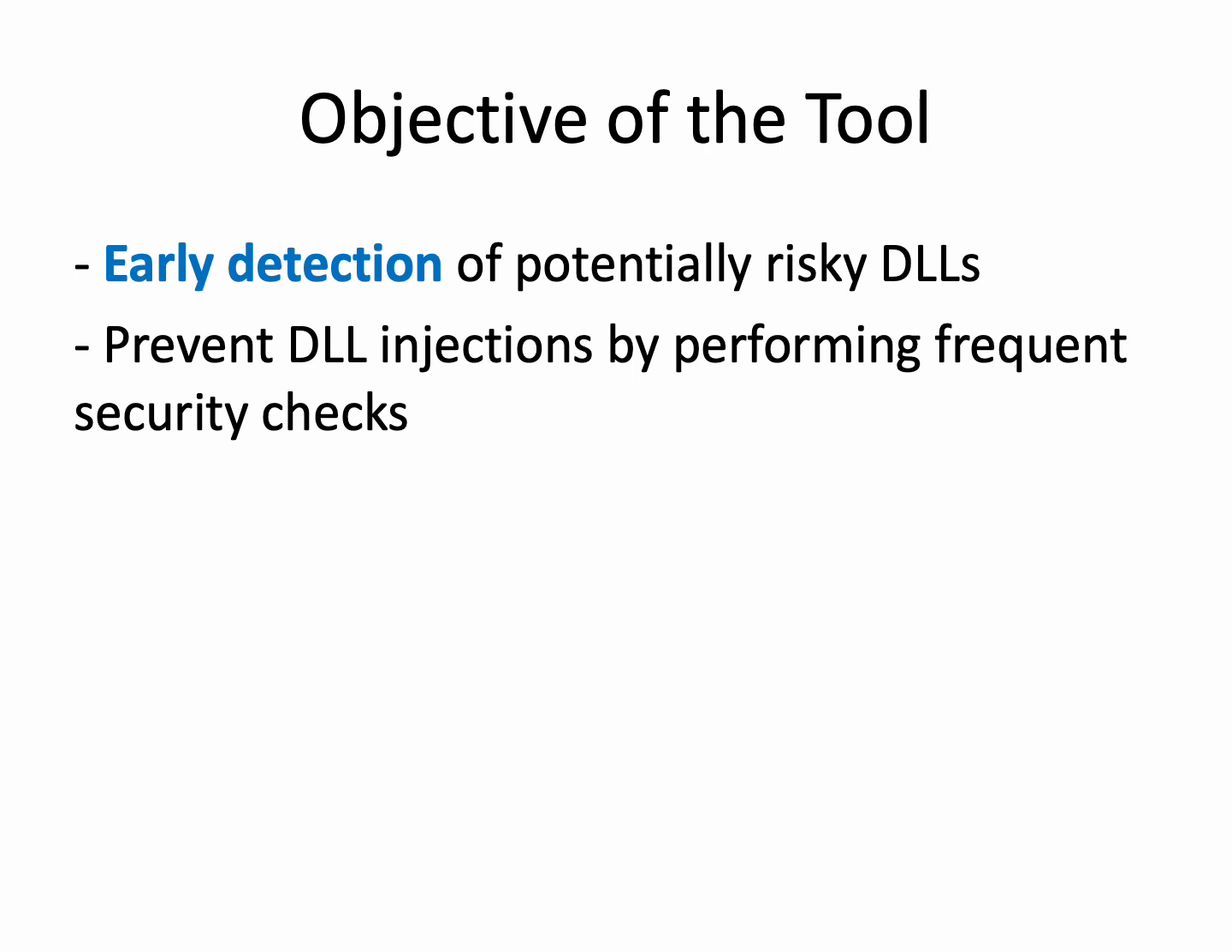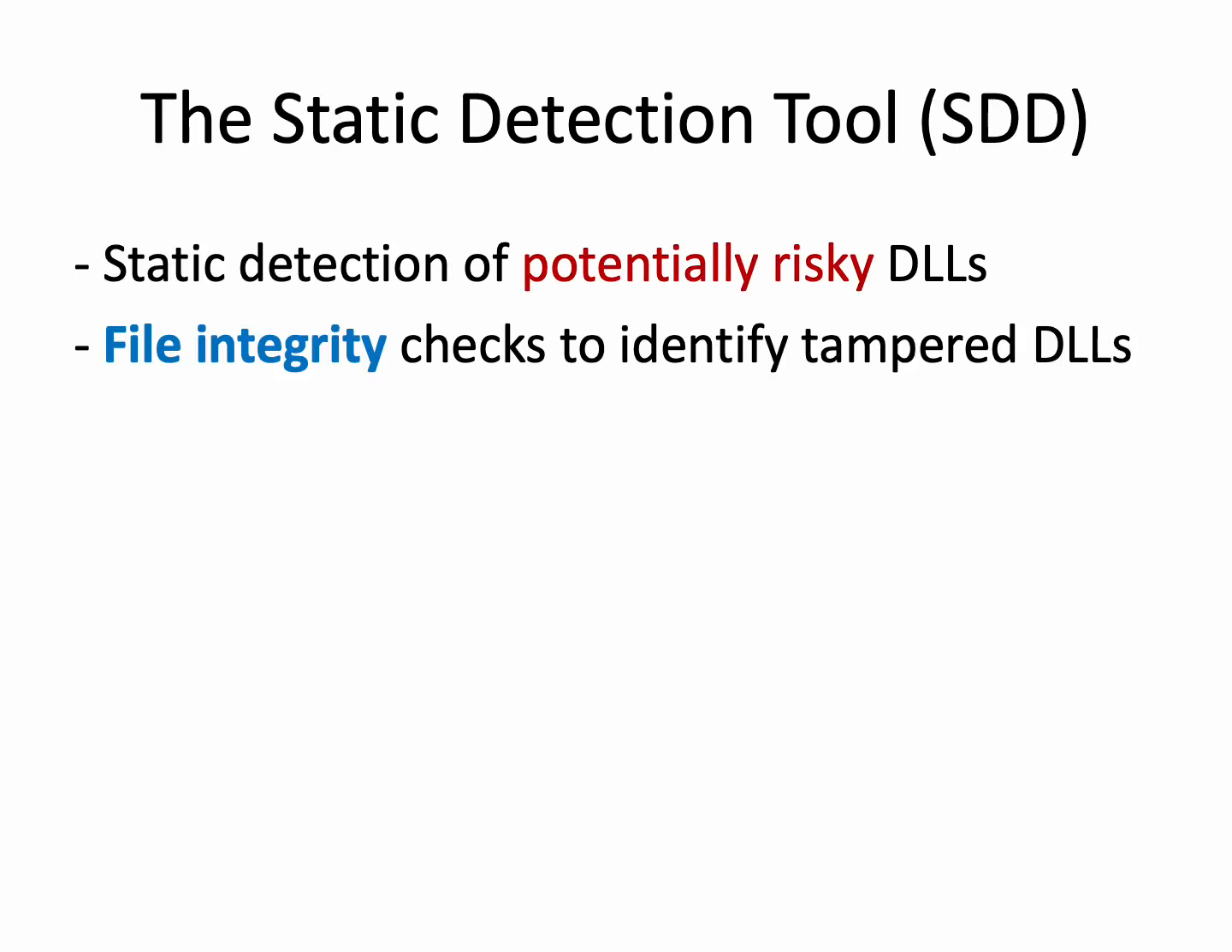And today, the objective of this tool is early detection of potentially risky DLLs before they are loaded, so that we try to prevent DLL injection by performing frequent security checks. What we do is have a static detection tool called SDDs to statically detect potentially risky DLLs, and we rely on file integrity to check and identify tampered DLLs.